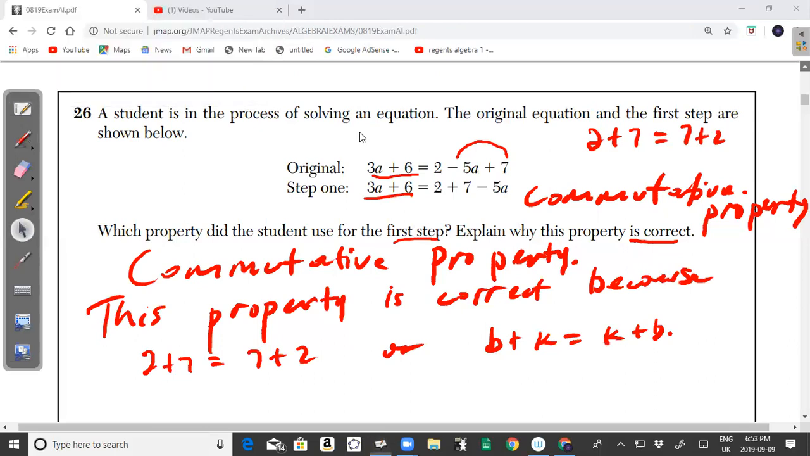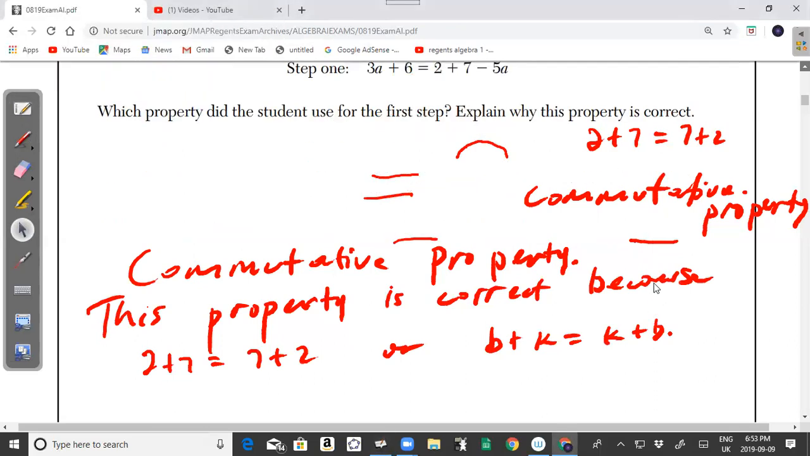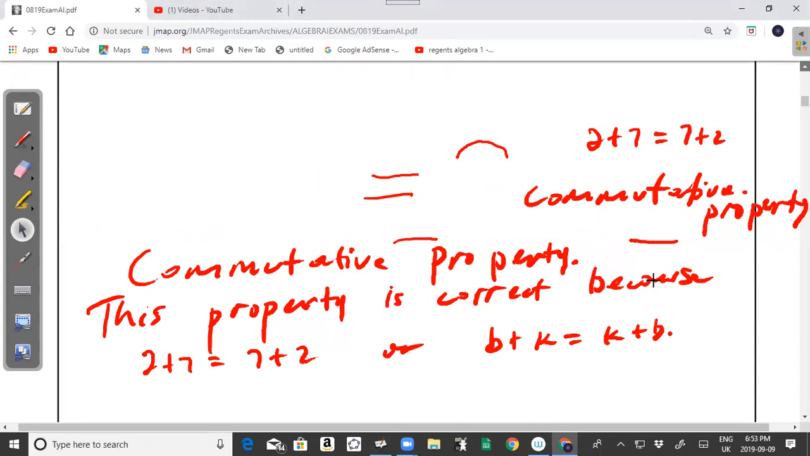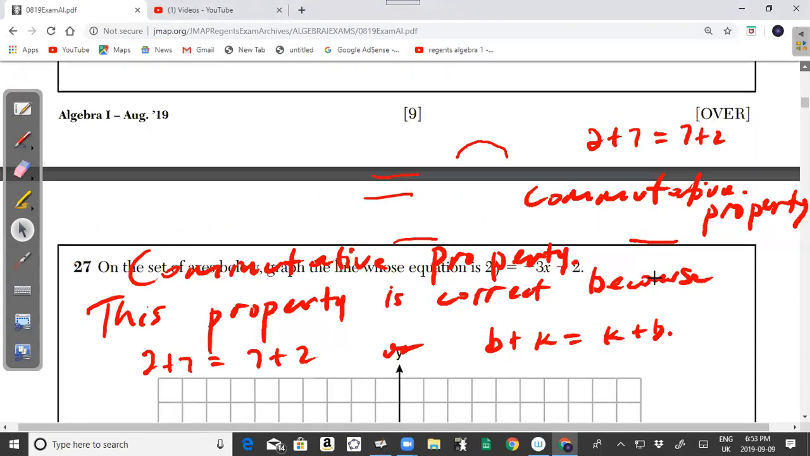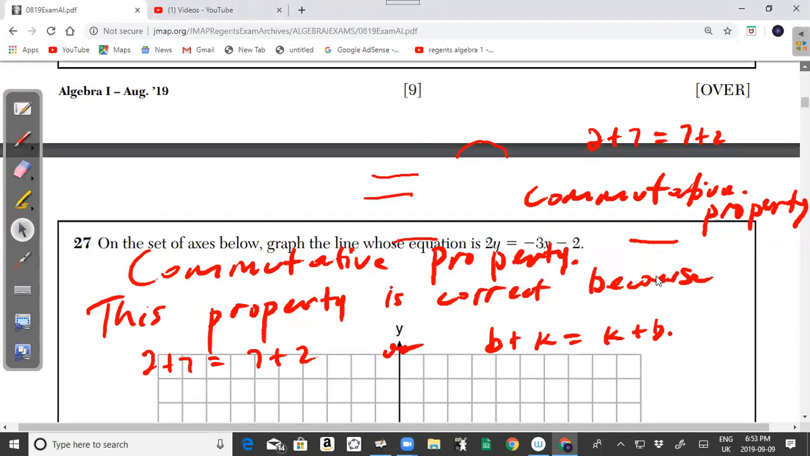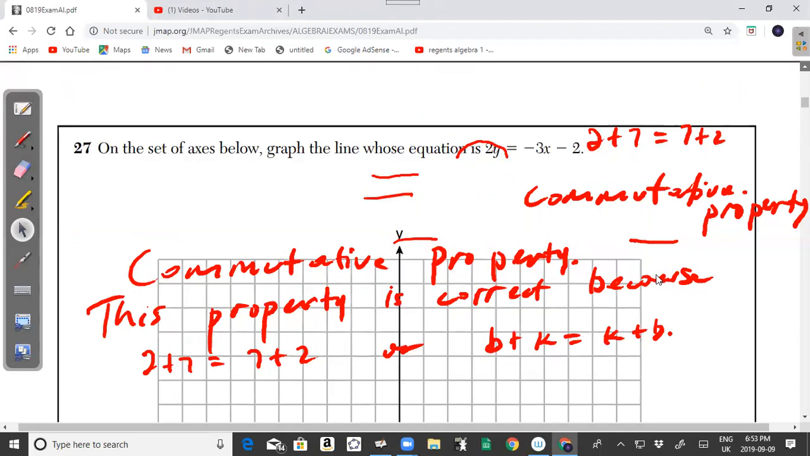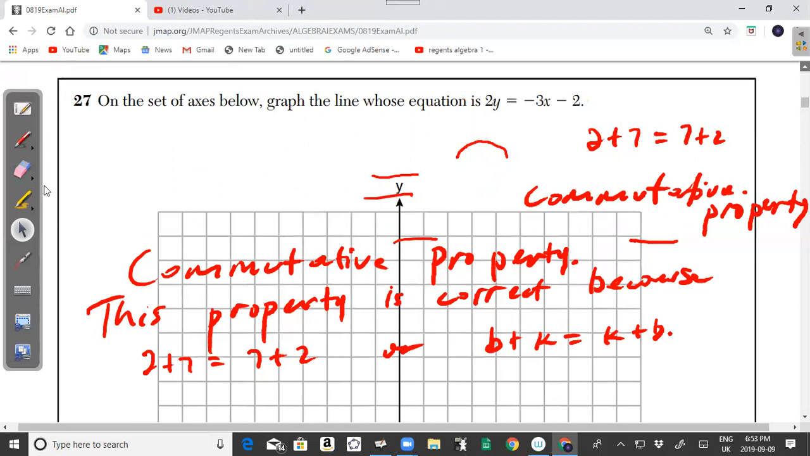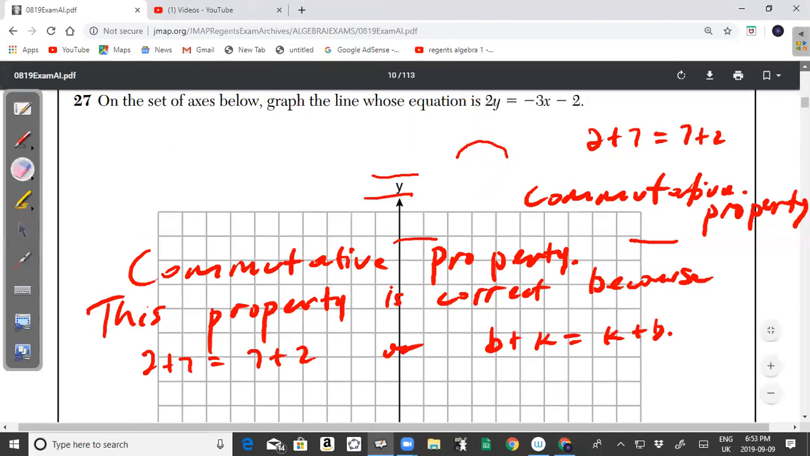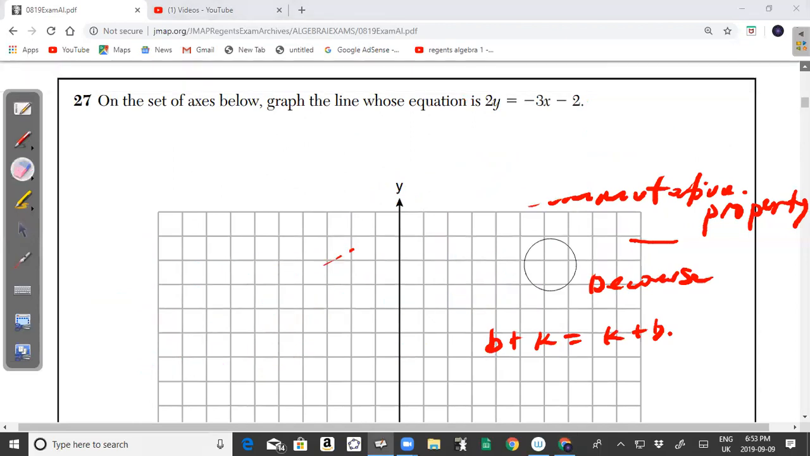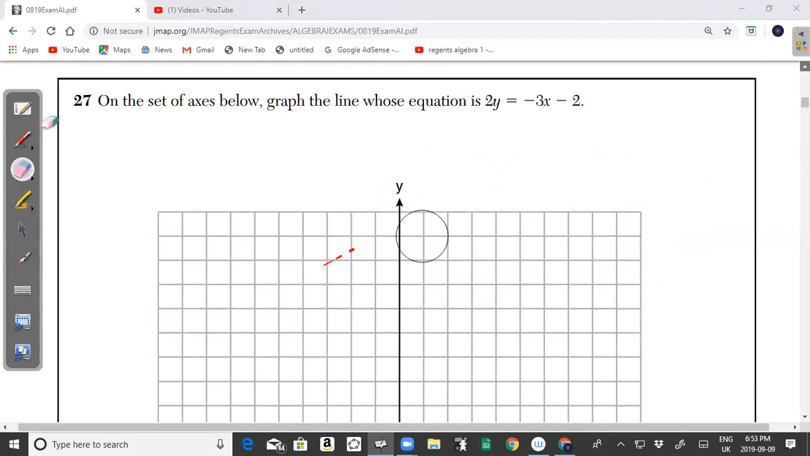All right, let's move on to question 27. On a set of axes below, graph the line whose equation is 2y equal to negative 3x minus 2.